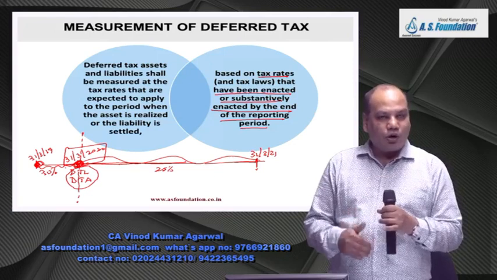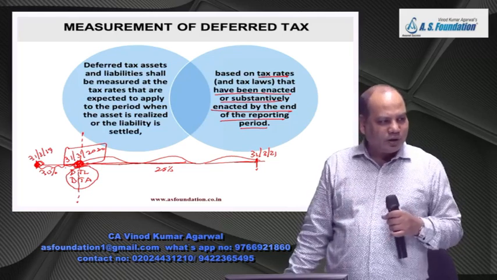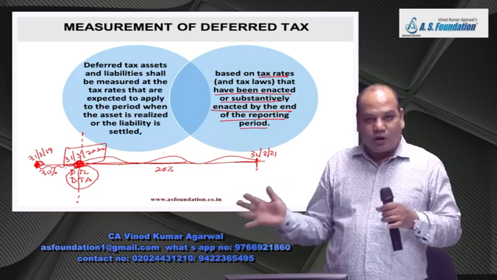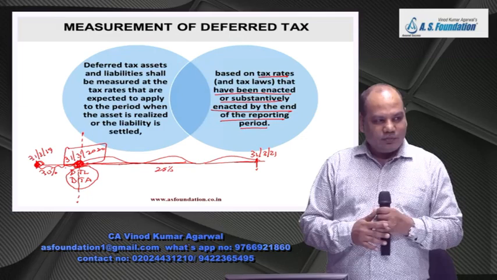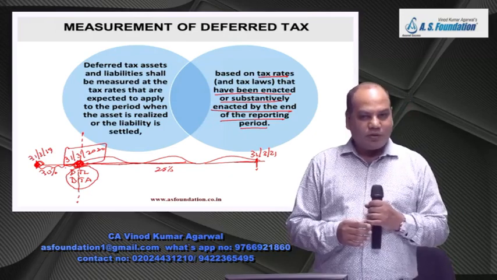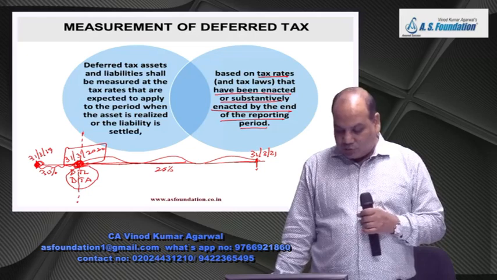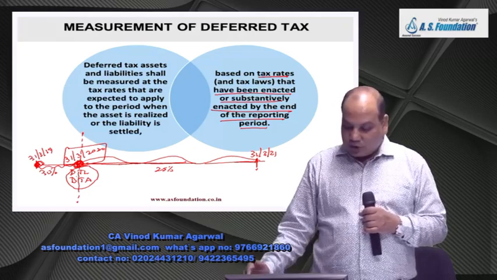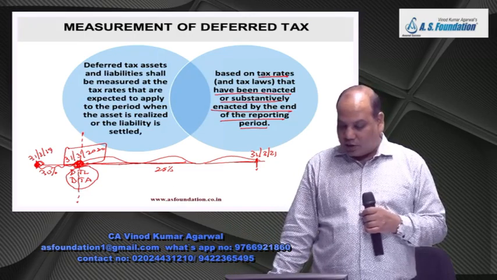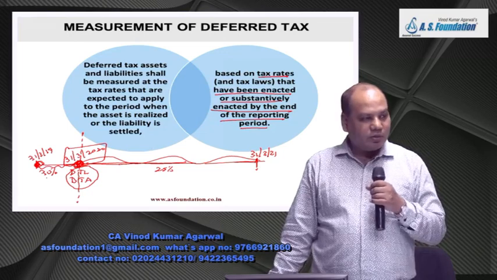It's not fully enacted. Not all procedure has been completed, but it is sure, more or less, that this law is going to get enacted. It's only a matter of some formalities which are pending. For example, both the houses of parliament have passed the bill. When both the houses of parliament have passed the bill, then the president does not have major impact now. He will sign it sooner or later. So in that case also, we will assume tax rates have been enacted and we can apply this rate. But if it is neither enacted nor substantively enacted, then we'll apply the previous tax rate only, 30%.